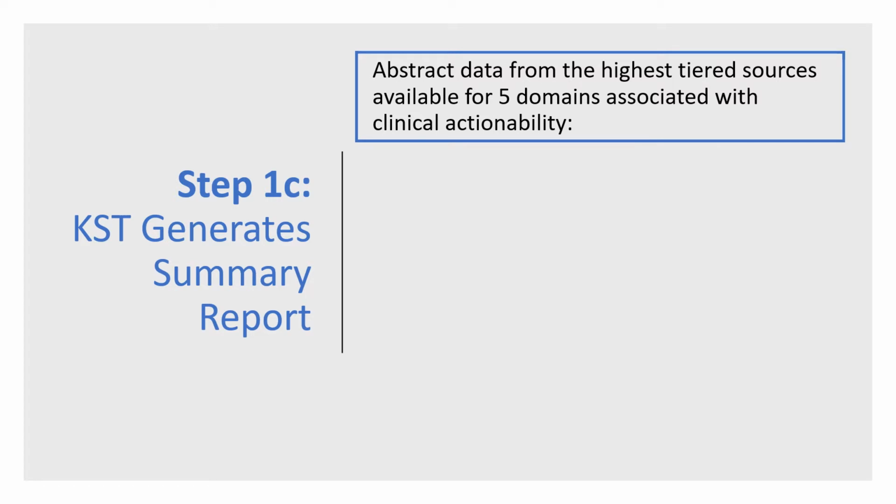Once we've identified all of our sources and tiered them, we then go through the sources and abstract data from the highest tiered sources first. So if we have the same recommendation from a Tier 1 resource and a Tier 2 resource, we'll pull it from the Tier 1 first.